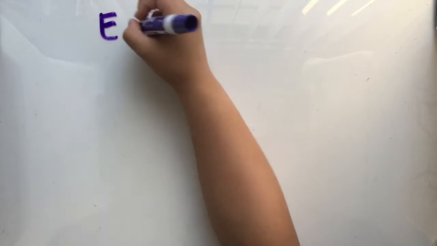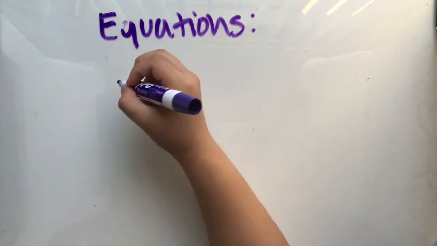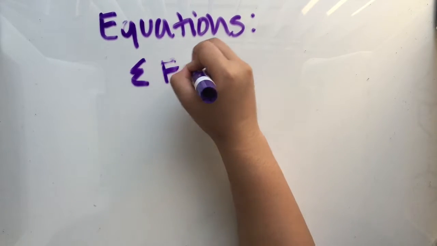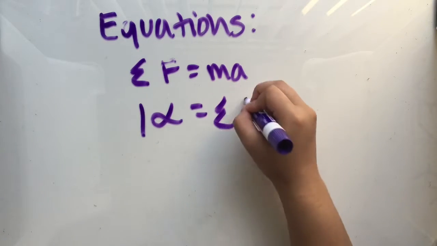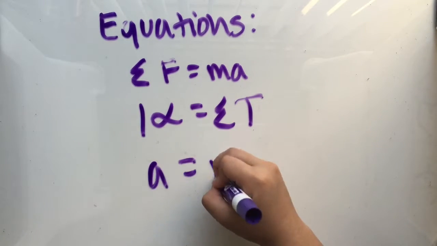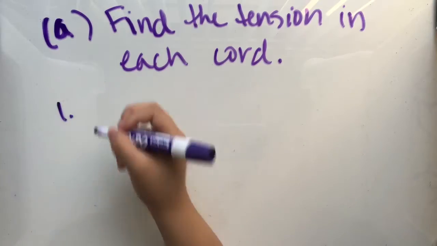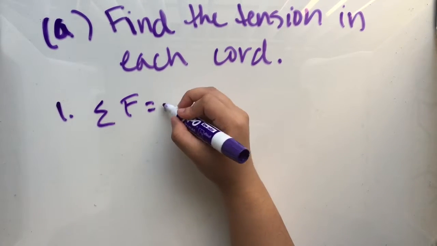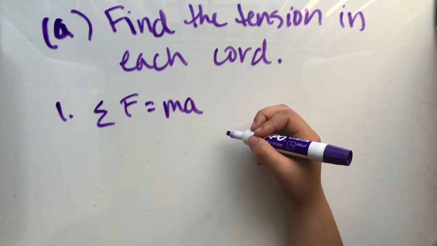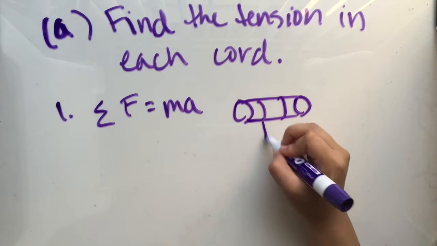So the equations we're going to be using today are, of course, sum of the forces equals mass times acceleration. And then we're going to use moment of inertia times angular acceleration equals the sum of torques, and acceleration equals radius times angular acceleration. So here is our problem. We have to find the tension in each cord. We know that the sum of the forces equals mass times acceleration.